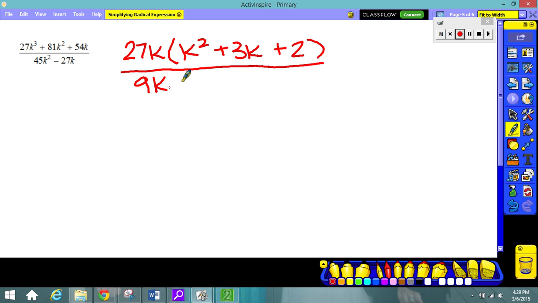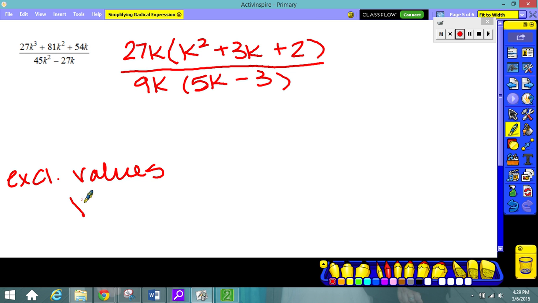I factored out a 9k from each of those terms and had 5k minus 3. I'm going to continue on to factor that numerator, but I'm going to stop here and we're going to talk about the excluded values. X cannot equal... If I set this equal to 0, k would be equal 0. Or I shouldn't say x, I should say k. Let me go ahead and erase that. I get so used to my variables being x's.